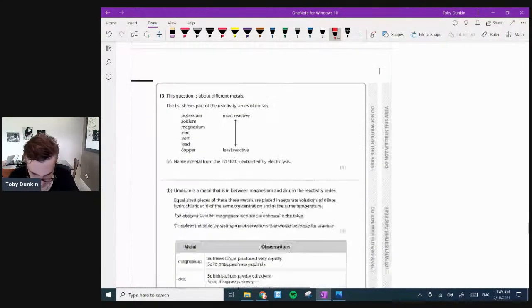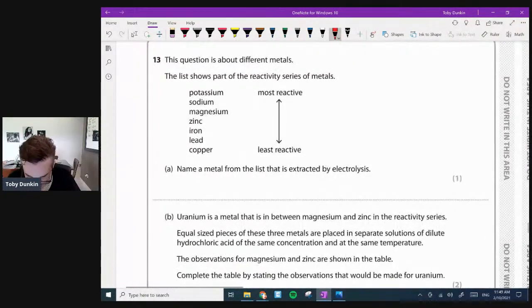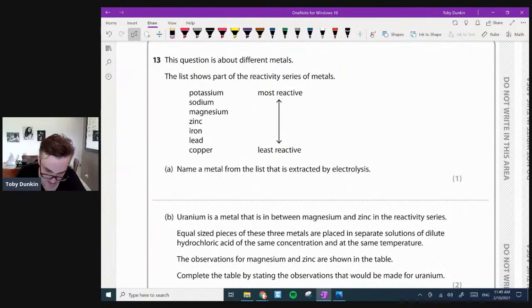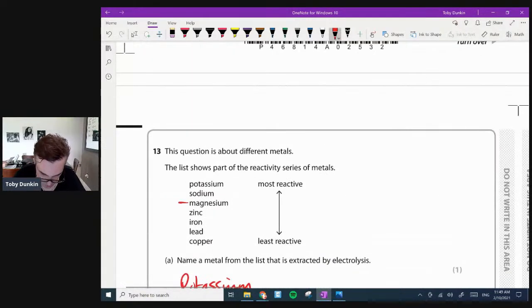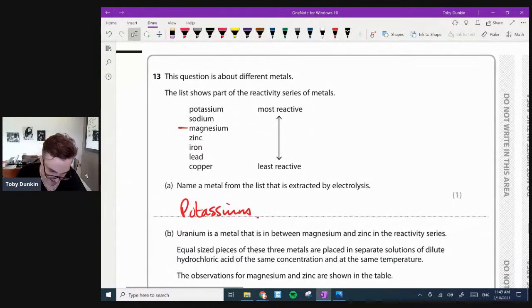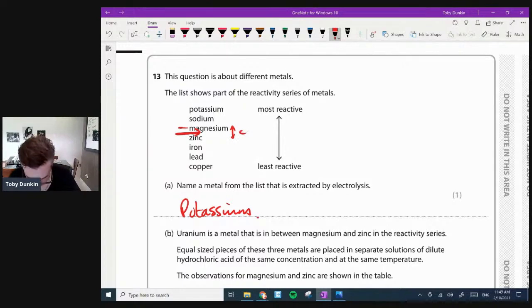2 marks. Move on. Name a metal from the list that is extracted by electrolysis. Magnesium, sodium, potassium. Let's go for the top one. Of course it is. Potassium. It's just the highest. You need to be above carbon. That's all. And recognize that carbon goes there, by the way. Carbon goes in between magnesium and zinc.